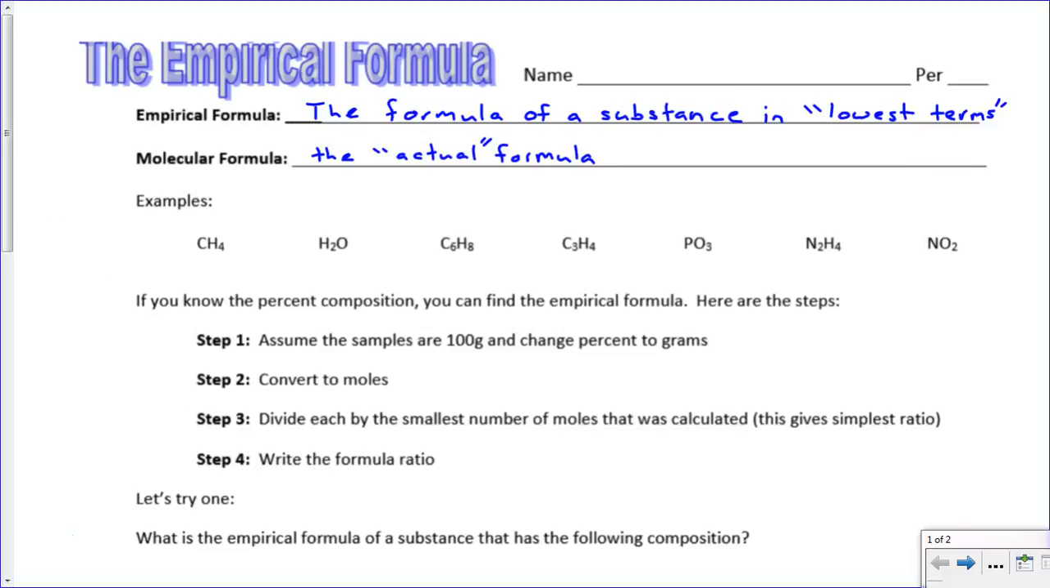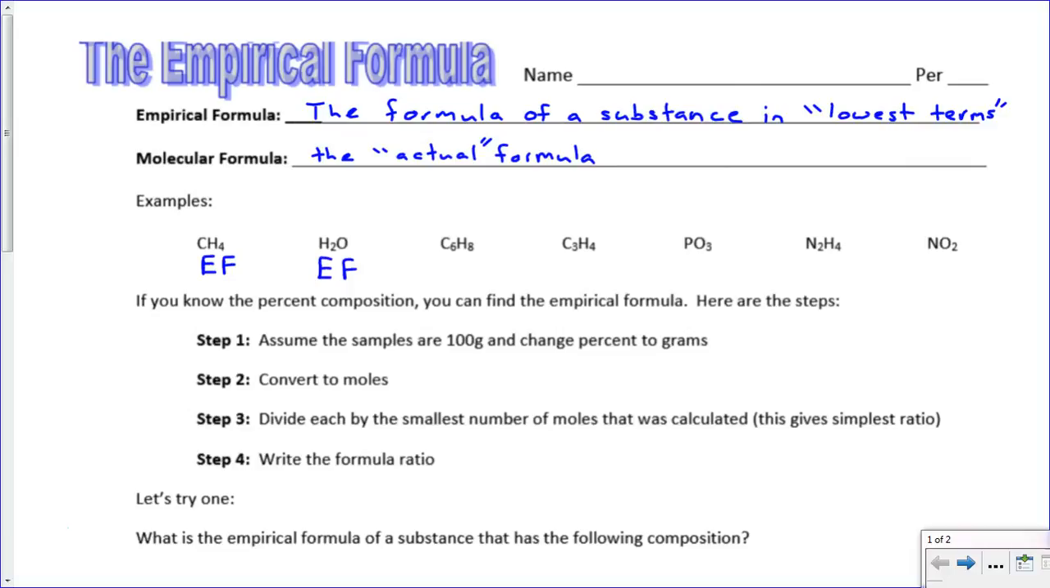In this next section, what we're supposed to do is classify things as either empirical formulas or molecular formulas. The assumption here is that if it's in its lowest terms, we're going to call it an empirical formula. However, if it's not in lowest terms, it's necessarily a molecular formula. So CH4, to start off with, is in lowest terms, so it is an empirical formula. H2O, also in lowest terms, so that is an empirical formula.